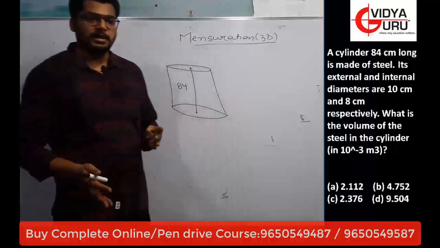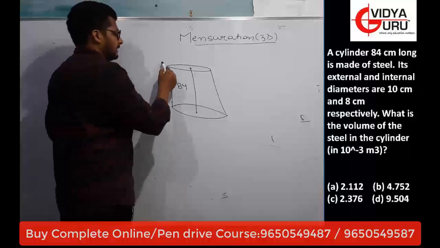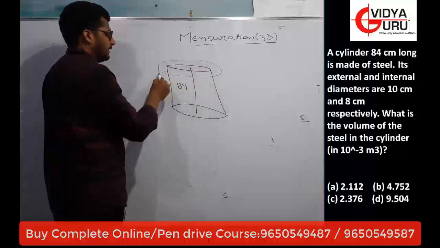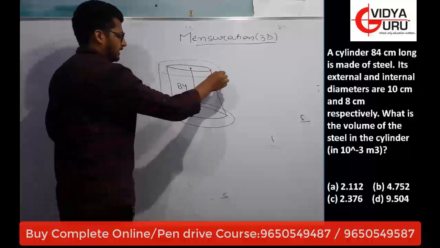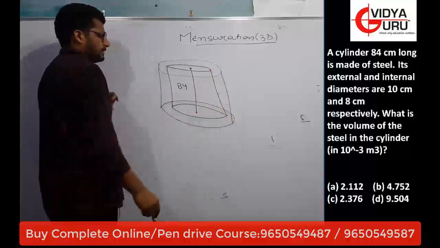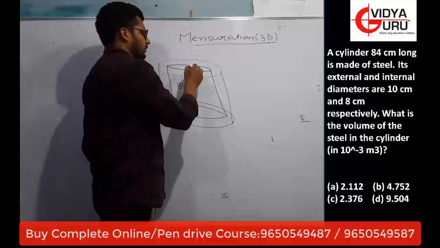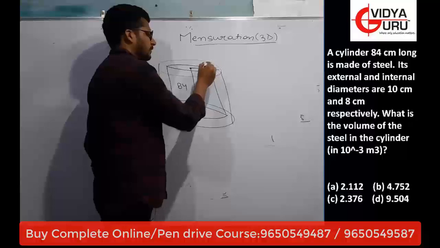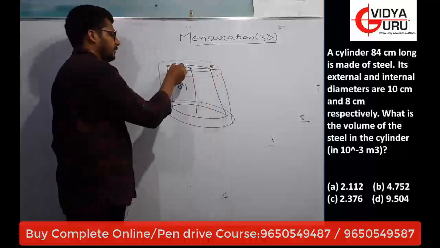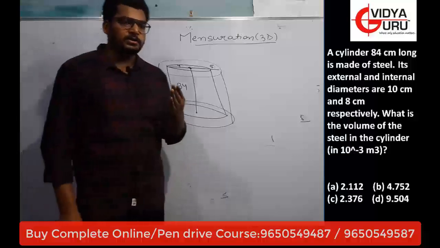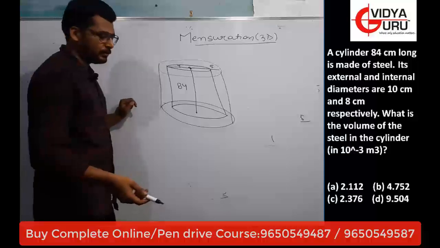It is made of steel. Its internal and external diameters are given. That means it is a hollow cylinder. The external diameter is given as 10, so the external radius will be 5, and the internal diameter is given as 8, so the internal radius will be 4. The question is asking what is the volume of the steel, in 10 raised to the power minus 3 meter cube, same.